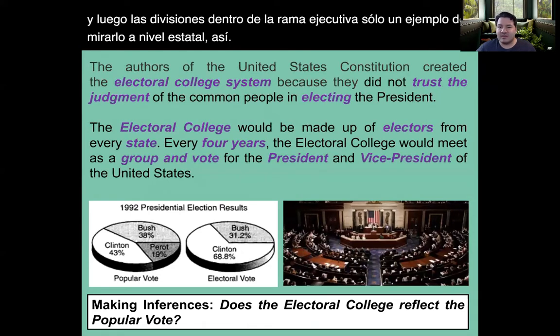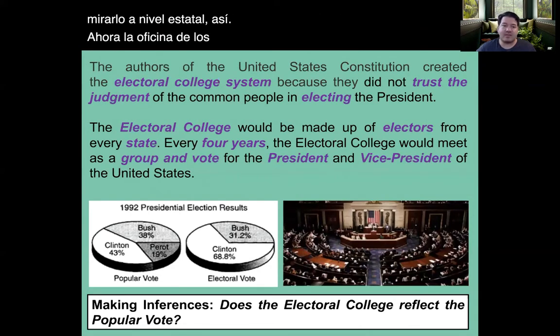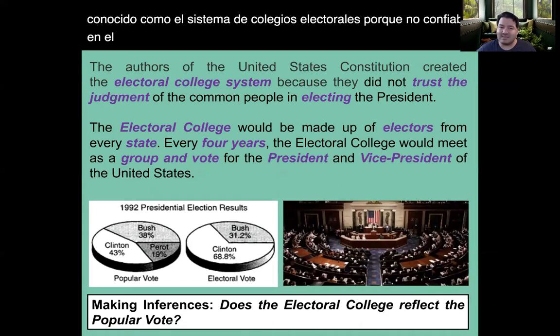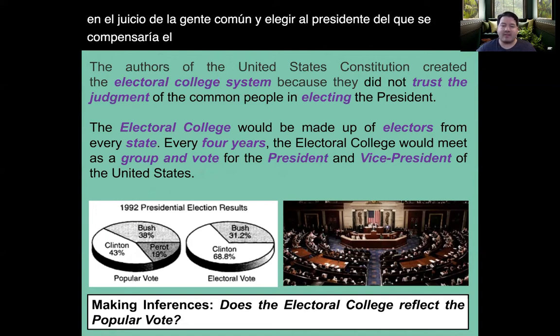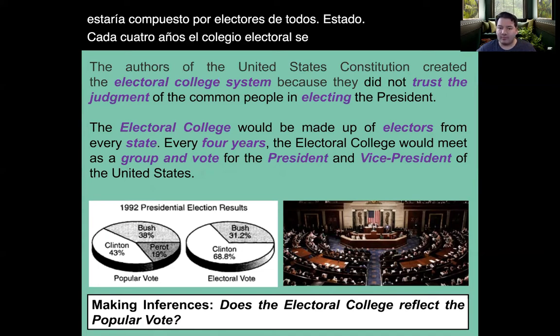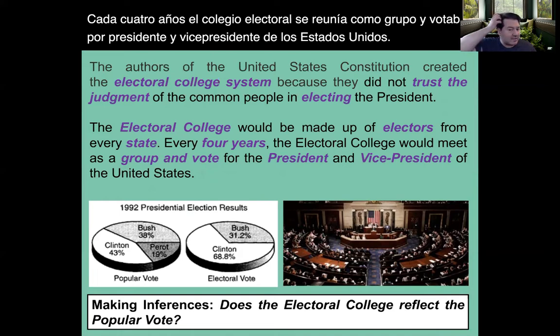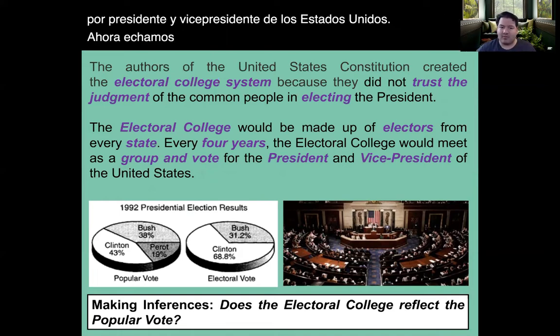Now, the authors of the United States Constitution created something known as the Electoral College system because they did not trust the judgment of the common people in electing the president. The Electoral College would be made up of electors from every state. Every 4 years, the Electoral College would meet as a group and vote for president and vice president of the United States. Now, we take a look at one example from 1992 of Electoral College results.